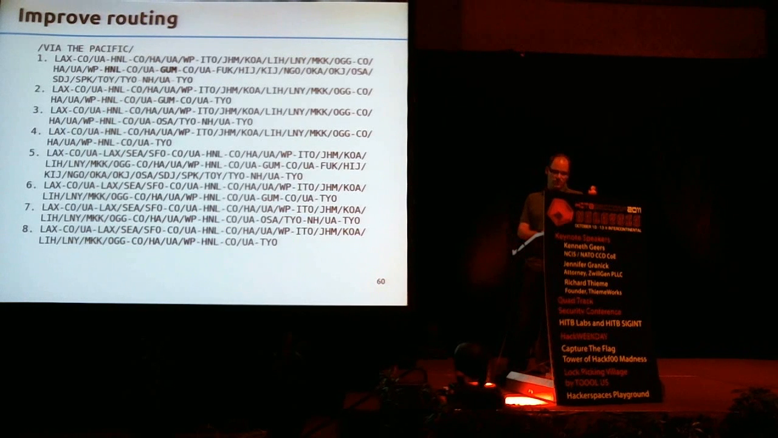How to improve the routing? Who says we have to fly LA to Tokyo directly? What is actually allowed? If you look at this, you can fly LA to Honolulu to somewhere in Japan. Oh, no, that's Hawaii again. Back to Honolulu, to Guam, to somewhere in Japan connecting to Tokyo. So you can make a nice detour through Hawaii and Guam if you want to.